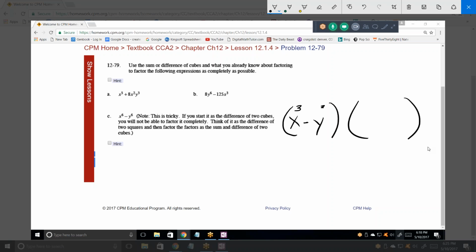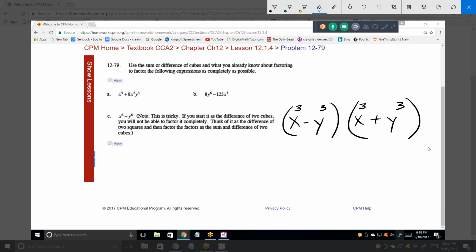All right, that's the a minus b. What's the a plus b? It's always the conjugate. You don't even have to do any work. Whatever you got for that term, this is the conjugate of it. And notice that's the difference of squares factor. I could have done it as difference of cubes. If you started as difference of two cubes, you will not be able to factor it completely. Think of it as the difference of two squares, then factor as the sum or difference of cubes.